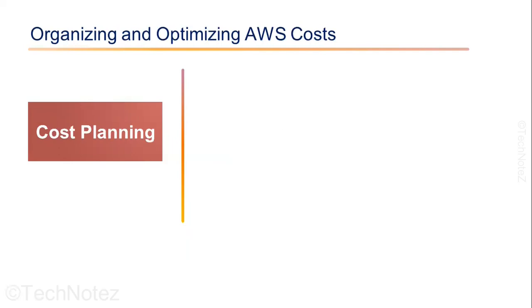Next, let's talk about how you can plan for your AWS cost. AWS cost planning is the process of determining how much it will cost to run your application and services on AWS. This includes forecasting the future cost, identifying the cost optimization opportunities, and creating a budget for your AWS usage. Now, there are some tools that can be used to plan your future AWS cost.